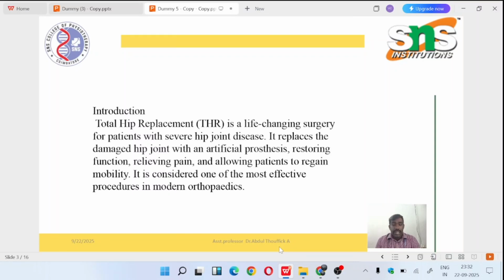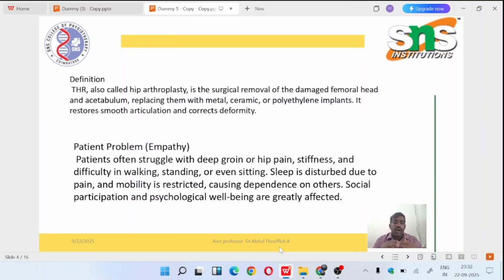Total hip replacement, or THR, is a life changing procedure for patients with severe hip joint disease. It relieves pain, restores mobility, and helps patients return to independence. Along with the knee replacement, it is considered one of the most effective and successful orthopedic surgeries.